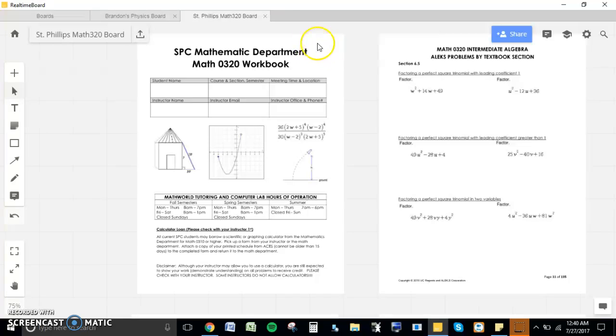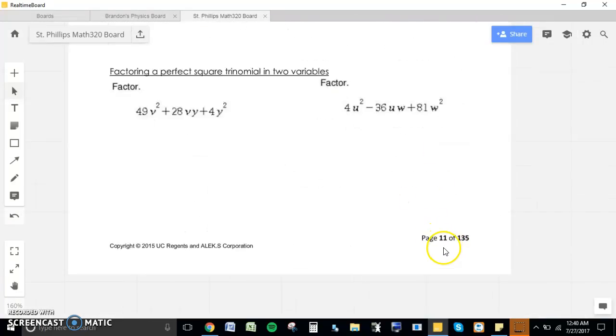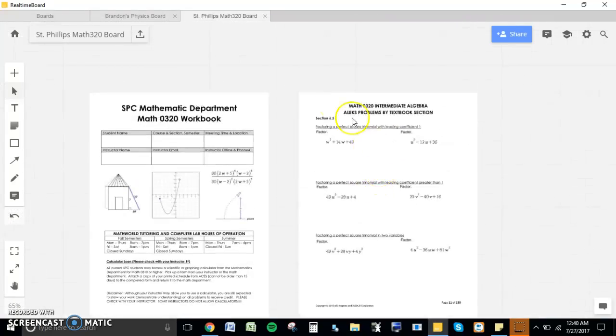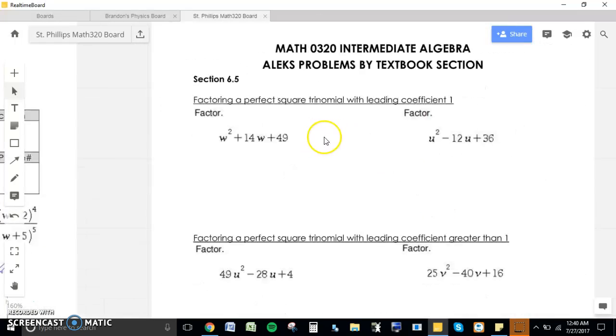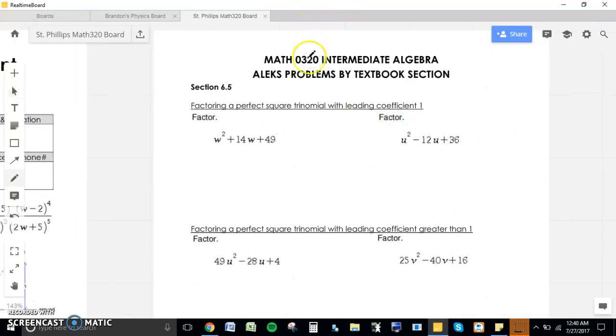But let's jump in. So, of course, get out your workbook, Math 320, and we're going to go to page 11. And that's when we get to start section 6.5. So for this, we're going to be working on factoring a perfect square trinomial with leading coefficient of 1. So what does that even mean, right? There's a lot of jargon there. Perfect square trinomial, leading coefficient 1.